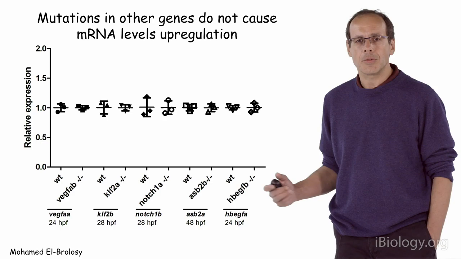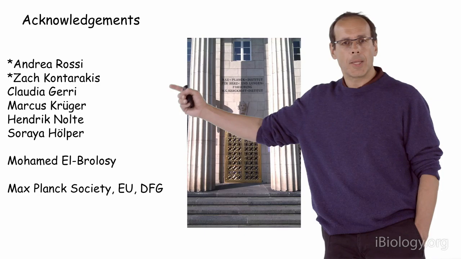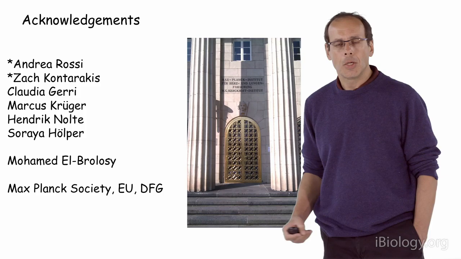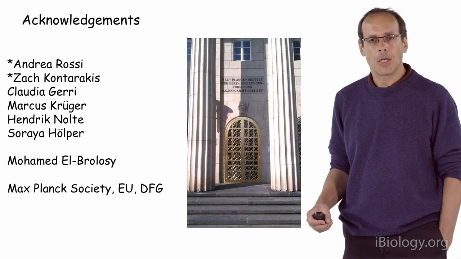And with that, I'll thank and acknowledge the people who've been driving these projects, including the original paper, Rossi, Kontarakis et al., and also Mohamed's work, who is now working to look further into this phenomenon of compensation using zebrafish mutants, but also using mammalian cell lines, where we observe a similar compensation phenomenon, trying to see if we can get into mechanisms, not only to identify the trigger, but also the mechanism between the trigger and the transcriptional upregulation. And I also want to thank the funding bodies who are supporting this work.